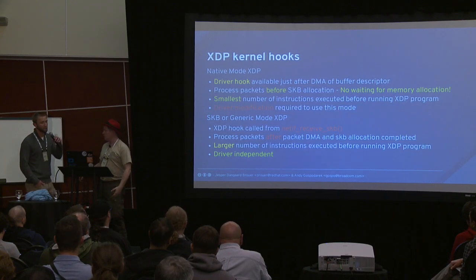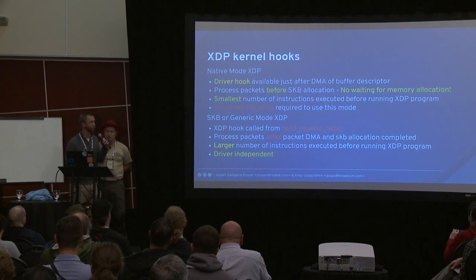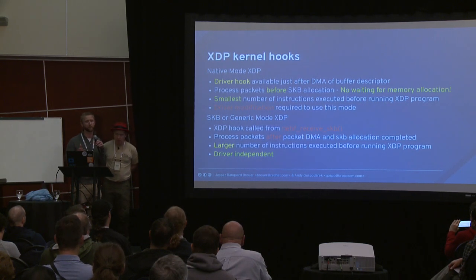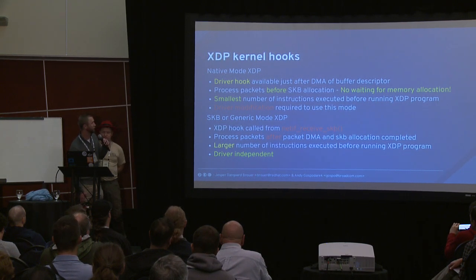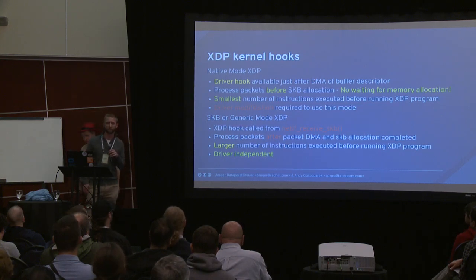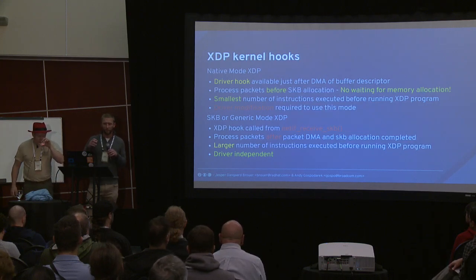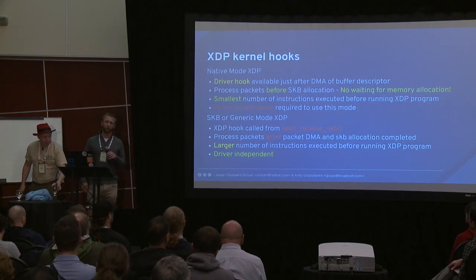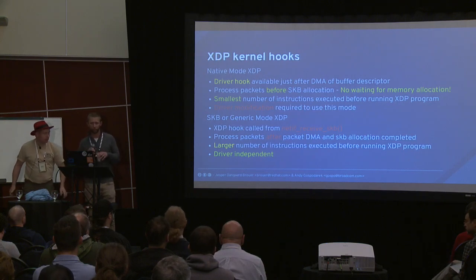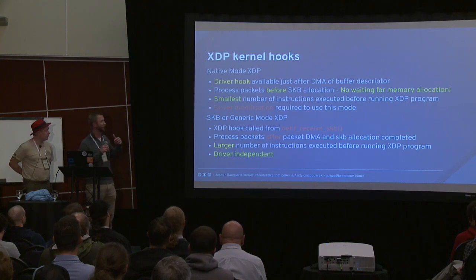So you want to talk kernel? Yeah. There are really two ways to think about XDP. Two different kernel hooks. The one that we really care the most about is the native mode XDP. This has a driver hook. Typically, it happens just after the buffer is DMA'd and made available. It's before SKBuffs are allocated, so you're really operating on raw information. We're not waiting for the memory allocation to happen.